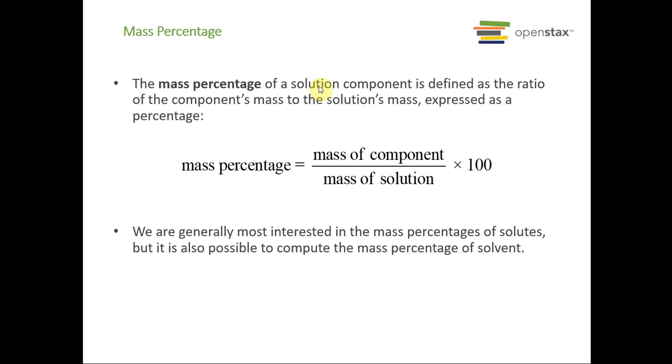The mass percentage of a solution component is defined as the ratio of the component's mass to the solution's mass expressed as a percentage. So mass of the component over mass of solution times 100% gives you the mass percentage. We are generally most interested in the mass percentage of solutes, but it is also possible to compute the mass percentage of solvent, which of course, if you've only got one solute, is 100% minus the mass percentage of that solute.